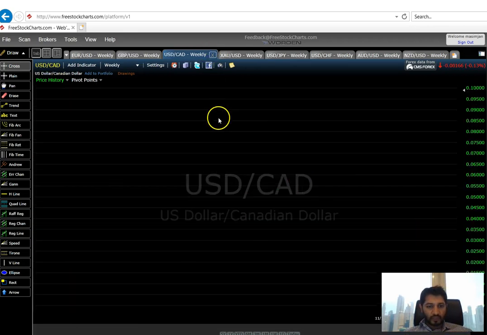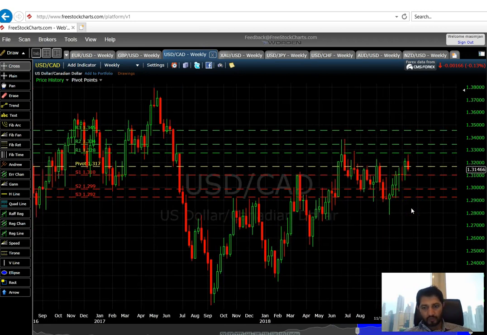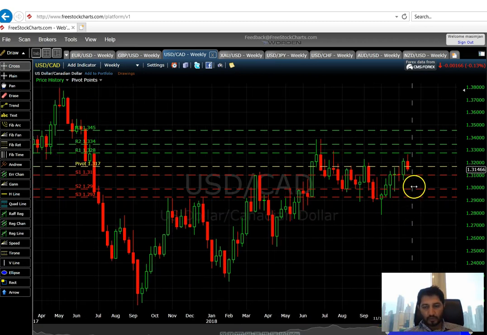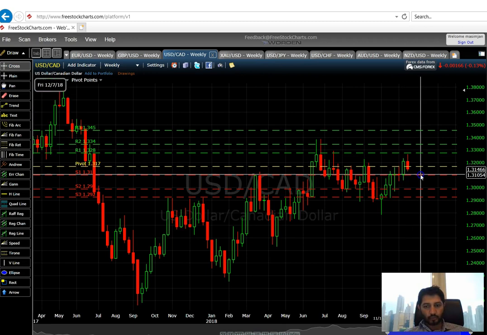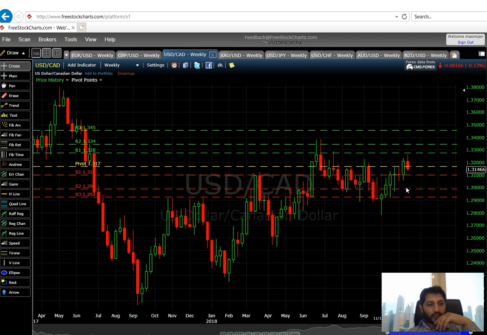Moving on to USD Canadian dollar, as you can see that it started to drop down because of the price hike for the oil, as well as the weaker dollar, and it's currently closed below the pivot on weekly basis. As you can see, currently it's trading at 1.31466, and I would expect that it will try to approach once again 1.311, which is the support level here, and it will be an easy support as it's a weaker support, and it might drop to this level of 1.299.